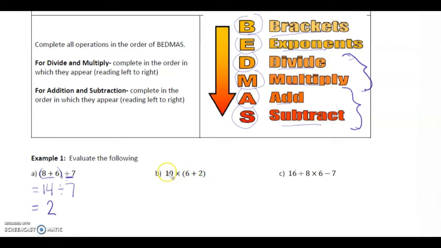Okay, the next one. We have 10 times bracket 6 plus 2. So we're essentially dealing with multiplication and brackets. So looking in BEDMAS, brackets comes before multiplication. So take this 10 times and bring it down. And then what's 6 plus 2? Well, it's 8. And now 10 times 8 is 80.